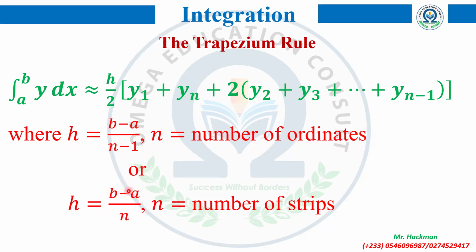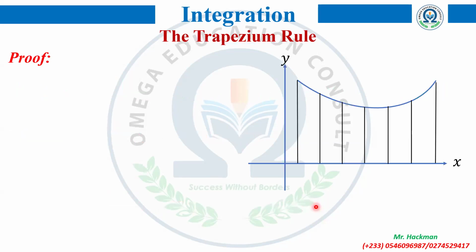If you quote your h this way, then it means the n that you have there is representing the number of strips. By that, this is what we have here. Okay, so let me see.